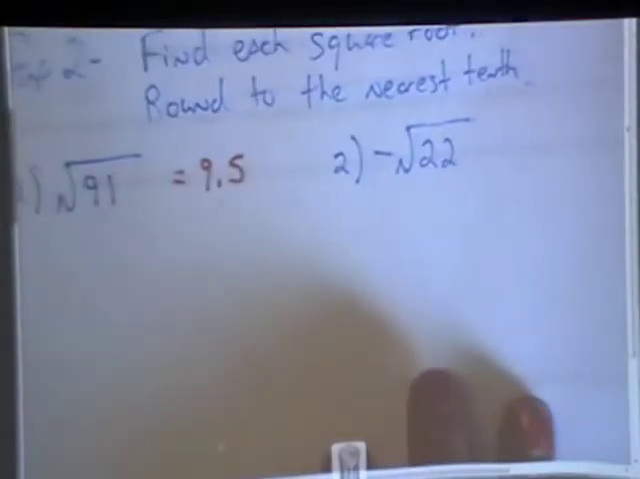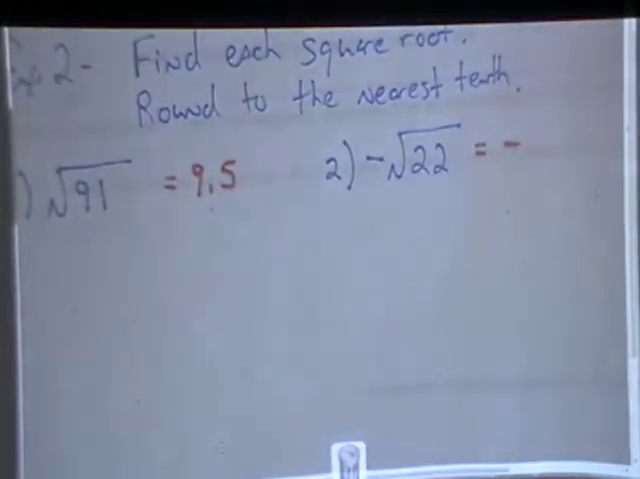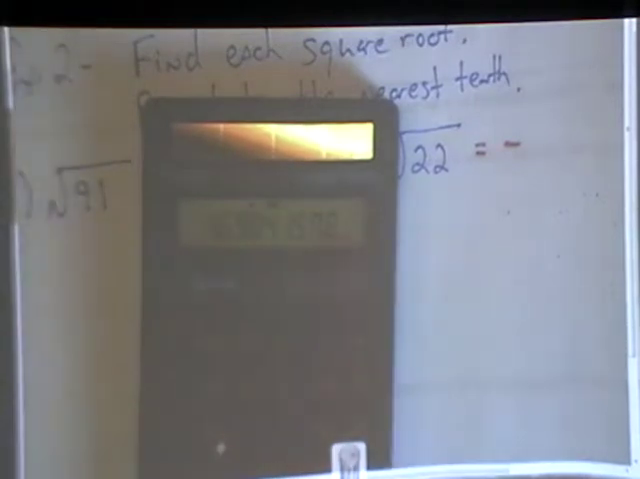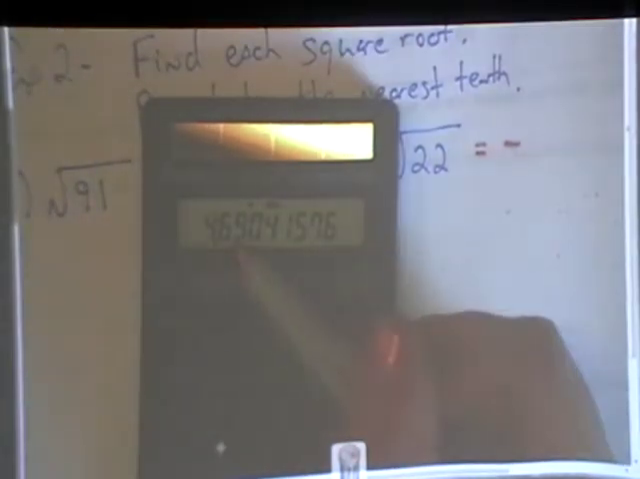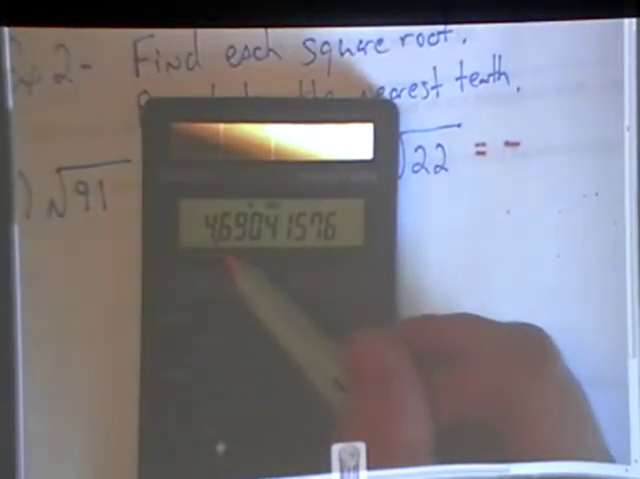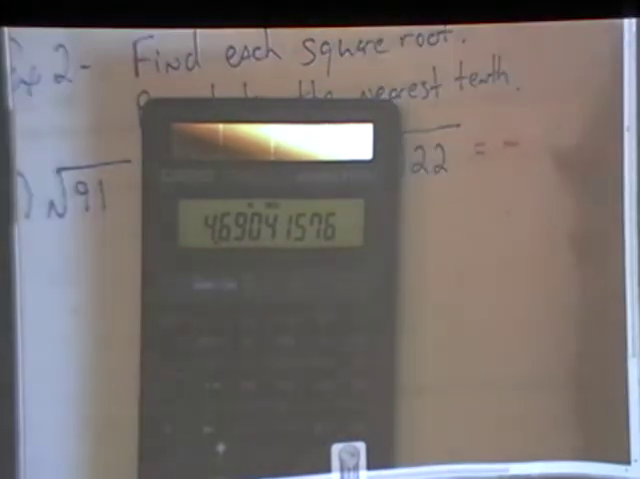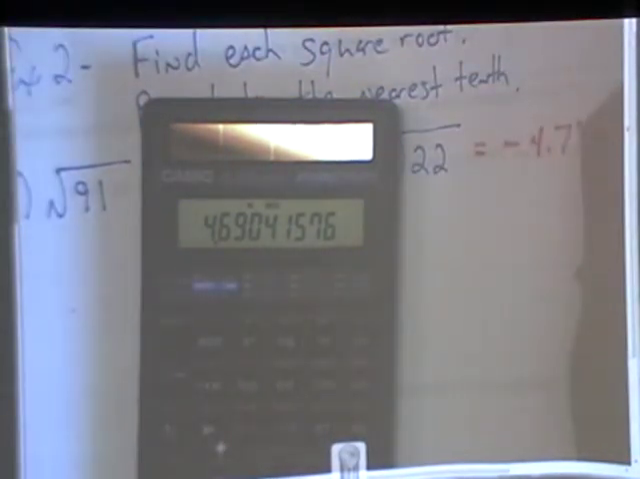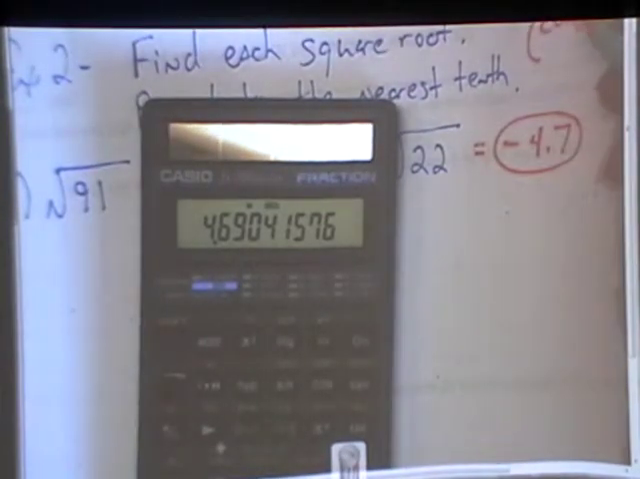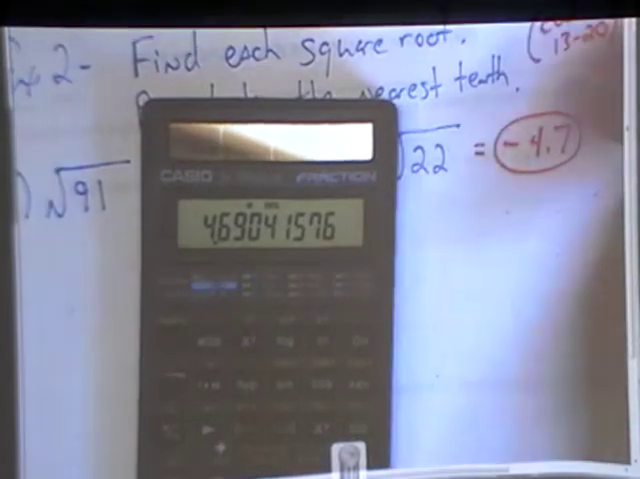Alright, number 2, the negative square root of 22. So first thing I'm going to do is put that negative sign so I don't lose sight of it. Now type in 22, shift square root. Now 4.69, again, irrational number. So it's either going to be 4.6 or go to 4.7. This 9 is big enough to make it 4.7. Okay? This is your classwork, let me look, 13 through 20. So if you get stuck on those, look back at this example.